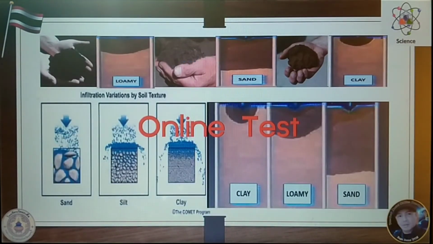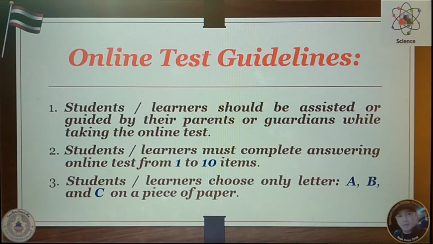Now let's go to online test. Now let's deal first with online test guidelines. Number 1. Students, learners should be assisted or guided by their parents or guardians while taking the online test. Number 2. Students, learners must complete answering online tests from 0 to 10 items. Number 3. Students, learners choose only letter A, B, and C on a piece of paper.